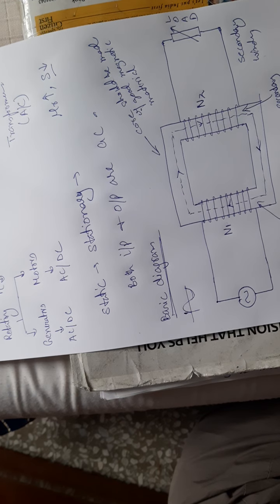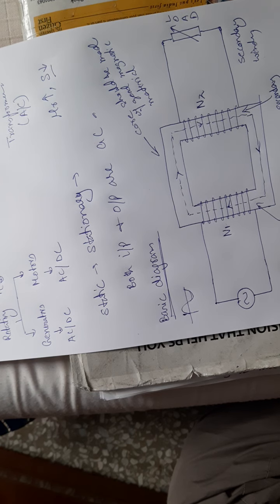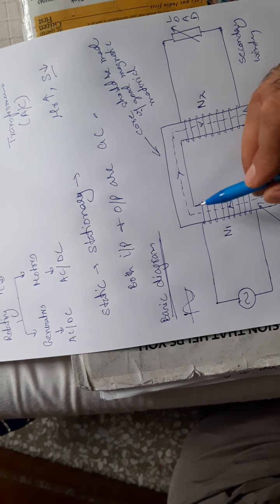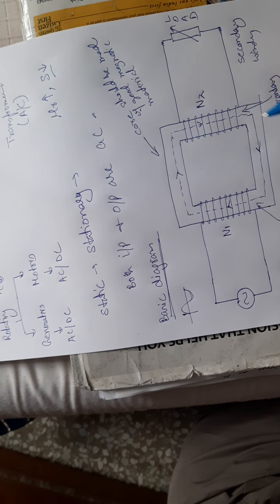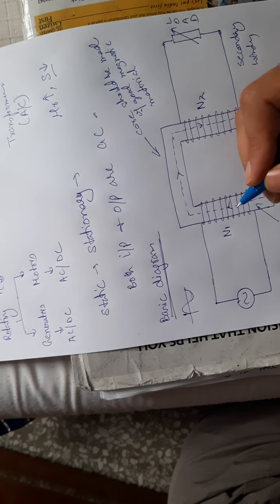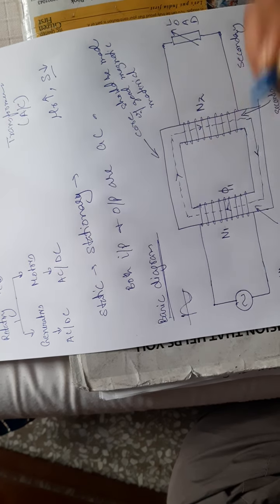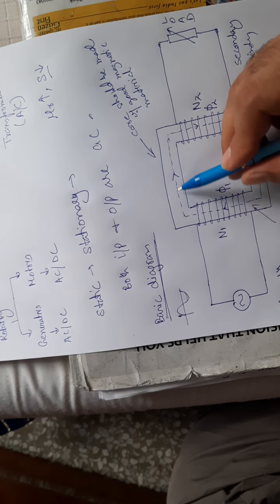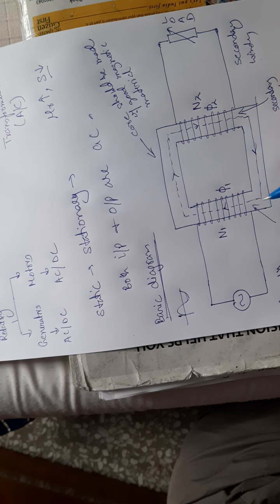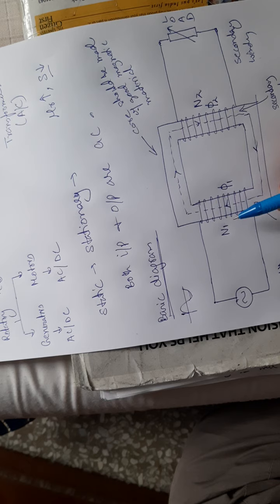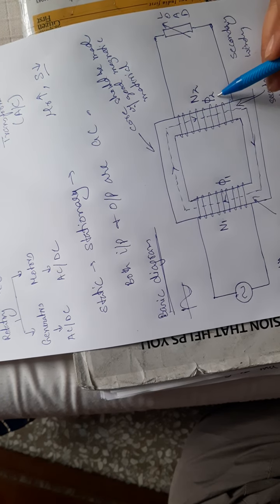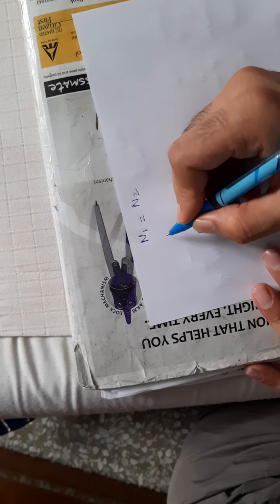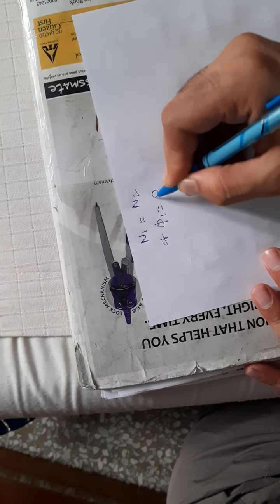Suppose N1 and N2 are both equal, meaning primary side turns and secondary side turns are equal. Since I am assuming there is no leakage and no loss in the system, suppose phi 1 is the flux generated in the primary, and phi 2 is the flux in the secondary side. This phi 1 generated in the primary will flow through this magnetic material and pass through the secondary. Ideal case means N1 equal to N2 and phi 1 equal to phi 2.